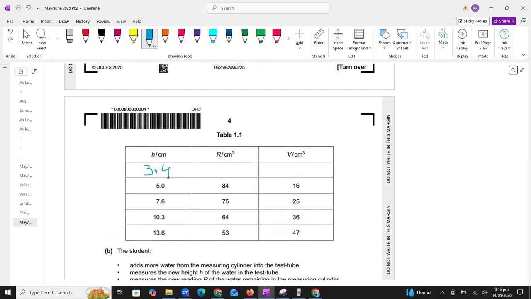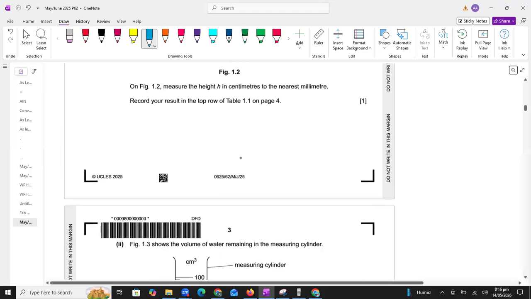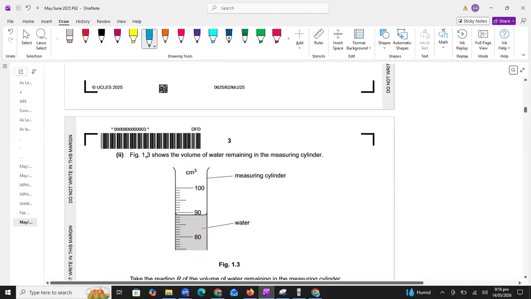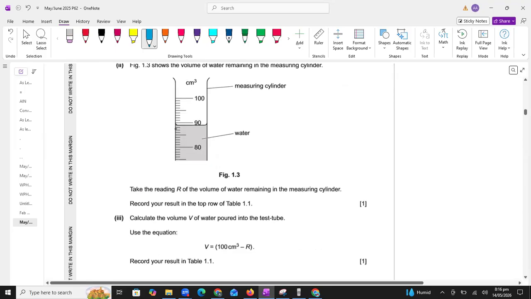Now, in the next part, they are saying figure 1.3 shows the volume of water remaining in the measuring cylinder. So this is the measuring cylinder. It can measure the volume of water, and this is the remaining water volume in the measuring cylinder. Take the reading R of the volume of water remaining in the measuring cylinder. Well done, Suresh. So we have to record the reading which is remaining in the measuring cylinder.